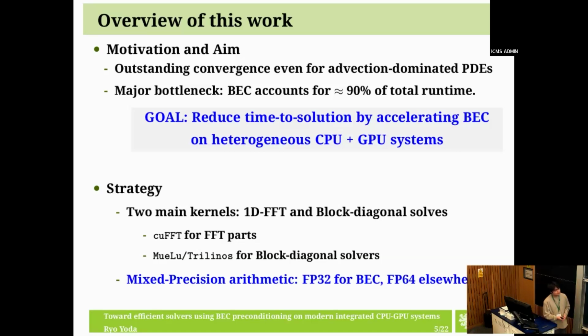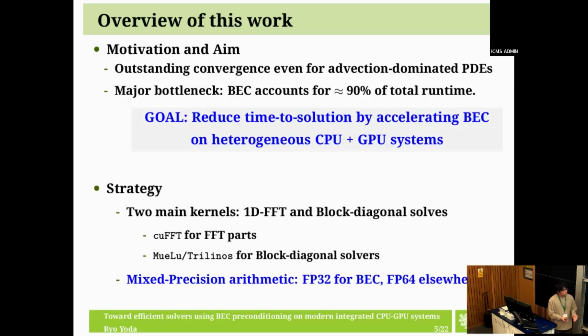Yes, the strategy is also here. In the case of the BDC preconditioning step, this method has 2 main kernels, which are a one-dimensional FFT and a block diagonal solving batch. For the first one, we use the cuFFT library for the FFT batch. And the second one is MAGMA, which is one of the LAPACK family, for block diagonal solving, because the coefficient matrices are complex-valued systems. Then using these libraries, we can solve the complex-valued problems.